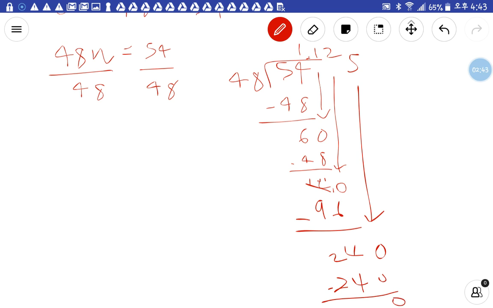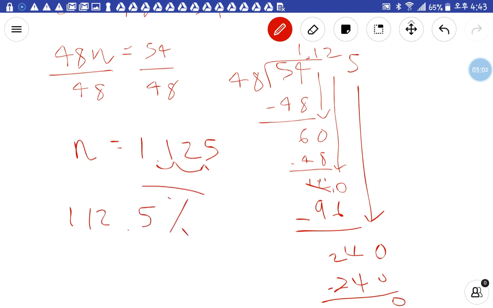Okay, so my answer n this time equals 1.125, but this is a percent, so we have to change that into a percent. What do we do? We have to move the decimal point to the right. Then my answer is what? 112.5%. That's my answer for example 2.